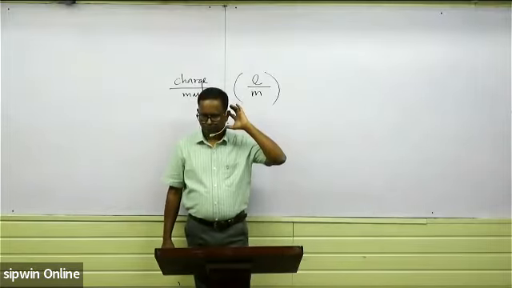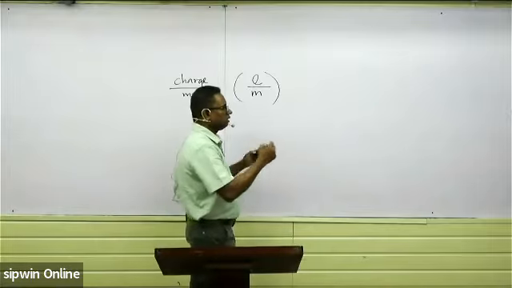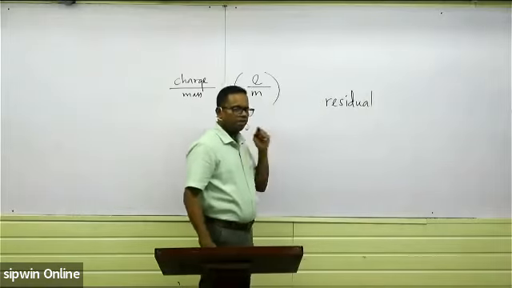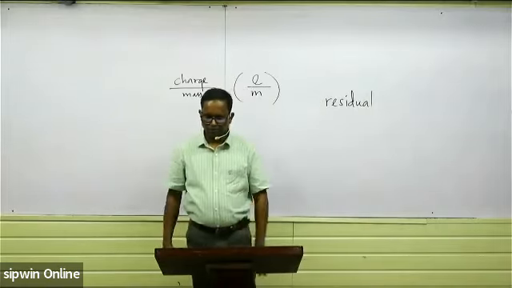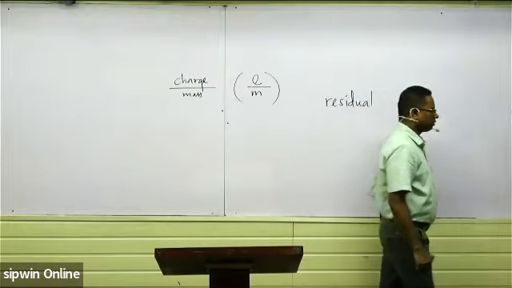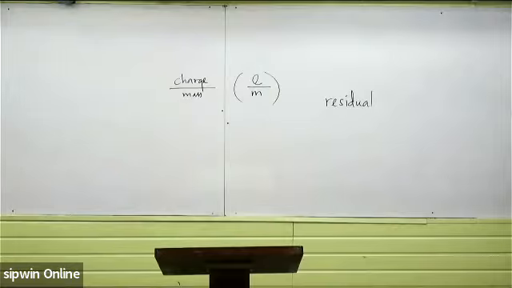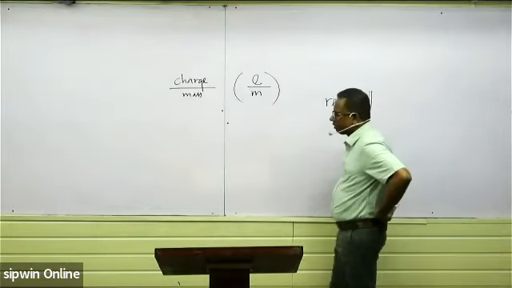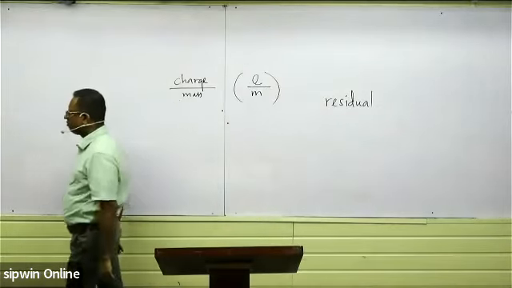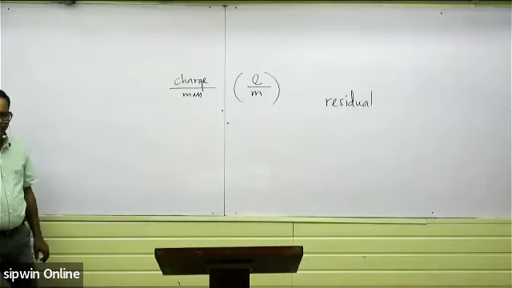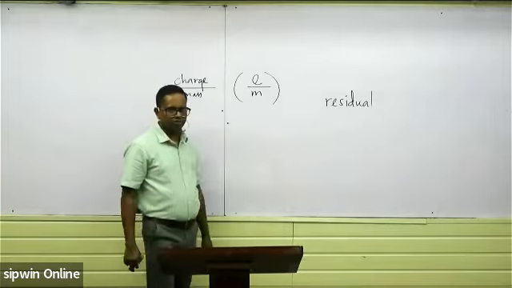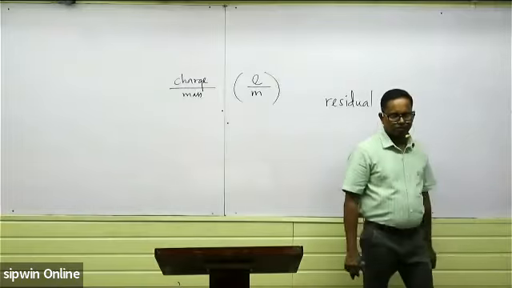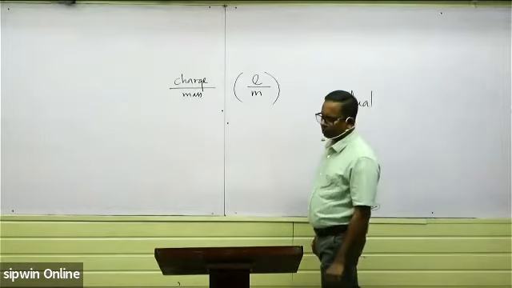He used different residual gases and different electrodes, and determined the charge divided by mass value, the E divided by M value, of a cathode ray particle.